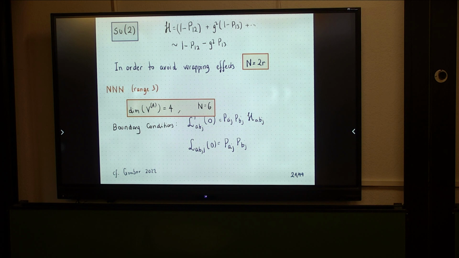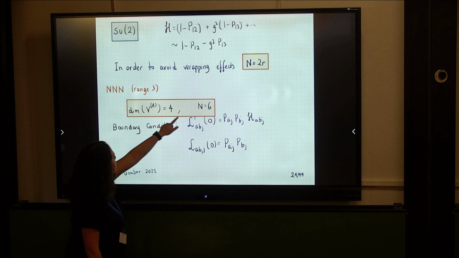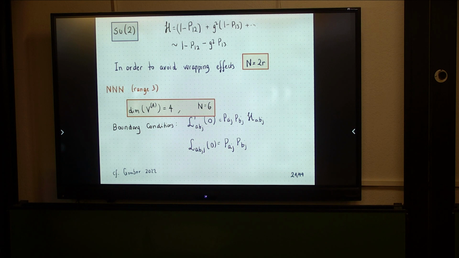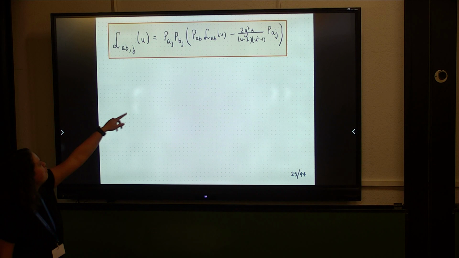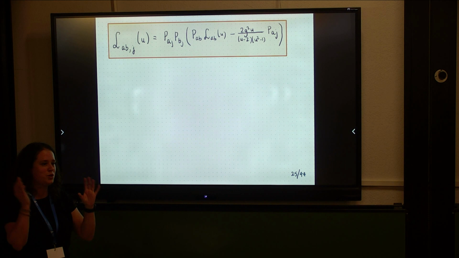What we wanted to do here was to compute the Lax and the R matrix up to range 3. Since it's range 3, we need to double the auxiliary space, so we have 2 squared. And the range is 3, so to avoid wrapping effects, we are putting n equals 6. And we are solving assuming these boundary conditions. For this case it was actually very simple. For this range 3, we didn't even need all this expansion. You basically put f of u in front, you commute the transfer matrix with the Hamiltonian, and directly with the trick you get the function. So it's very simple.